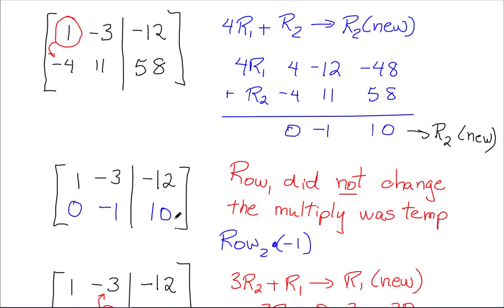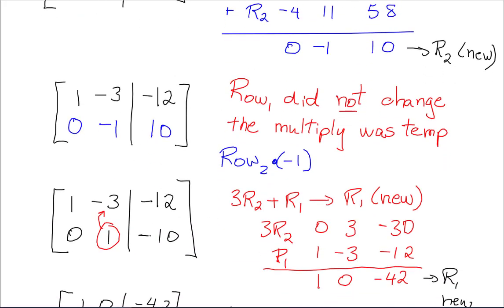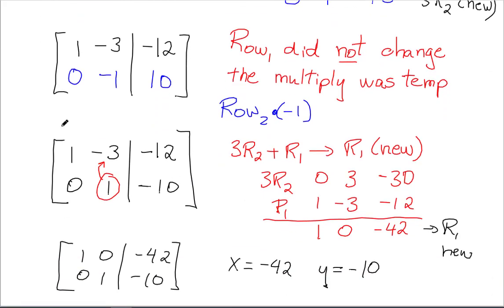Now, row 1 did not change. It just did this multiplication temporarily so that I could create a new row 2. All right, well, that's good. I got a 1, got a 0. I'd like to have a 1 there. Well, that's easy. I can just multiply the entire row by negative 1. All right, so if I do that, I have 0, 1, minus 10.